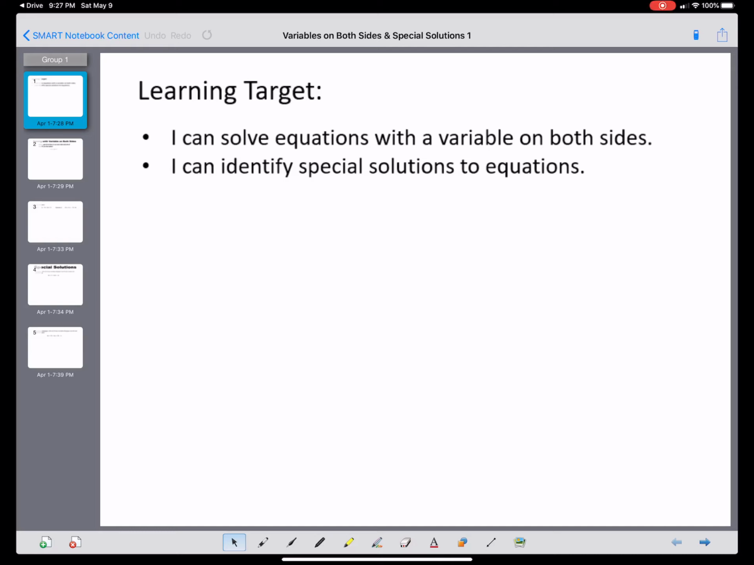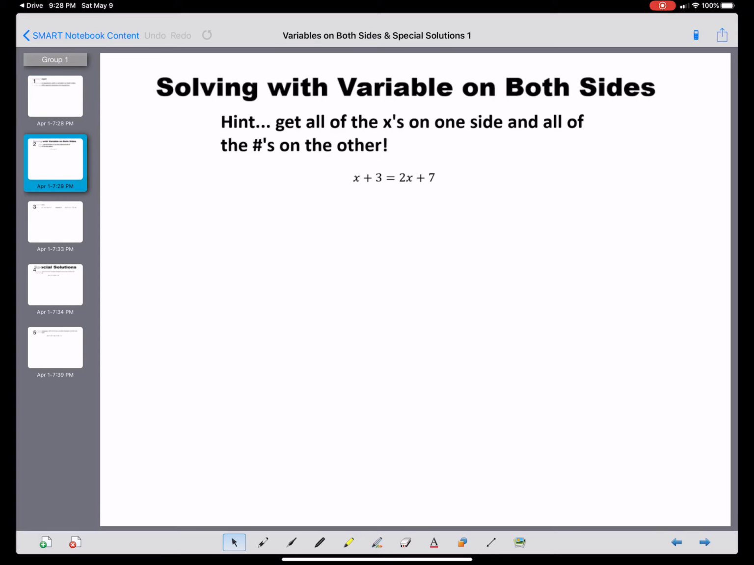Today's learning target is I can solve equations with the variable on both sides, and I can identify special solutions to equations. Okay, so solving with variables on both sides. It says hint, get all the x's on one side and all the numbers on the other side.